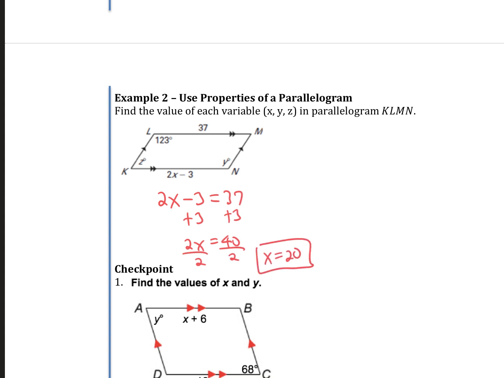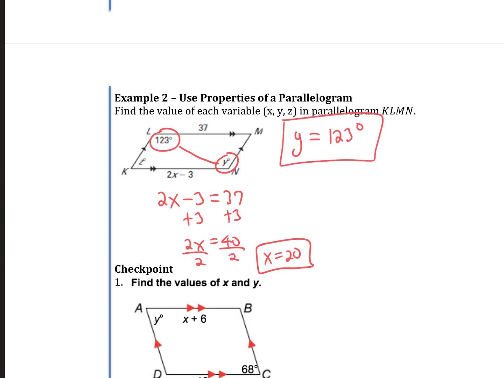Now, we can approach y and z in a couple different ways. We can do the supplementary thing, which we might need to do, but for now, what do we notice about 123 and y? What kind of angles are those? They're opposite. They're across from each other, right? So opposite angles are going to be, are those congruent or supplementary? They're congruent, right? So if that's 123, y also has to be 123 degrees.